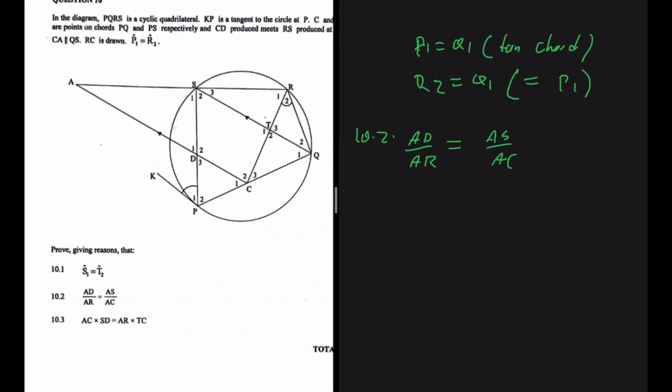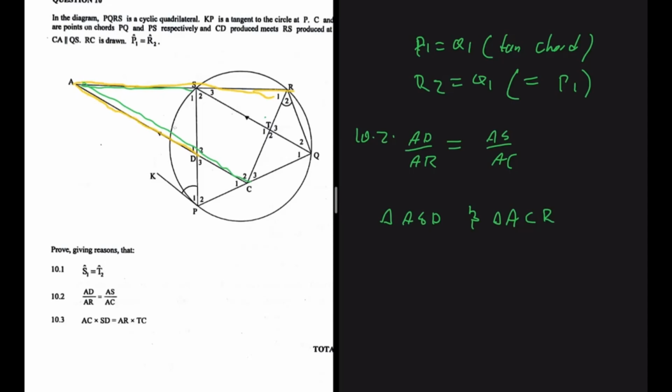Yeah, so we have AD. Where's AD? Yes, AD here. So AD divided by AR is said to be equal to AS divided by AC. So we have AS here divided by AC. I can see immediately that this is all going on in two triangles: triangle ASD and triangle ACR.